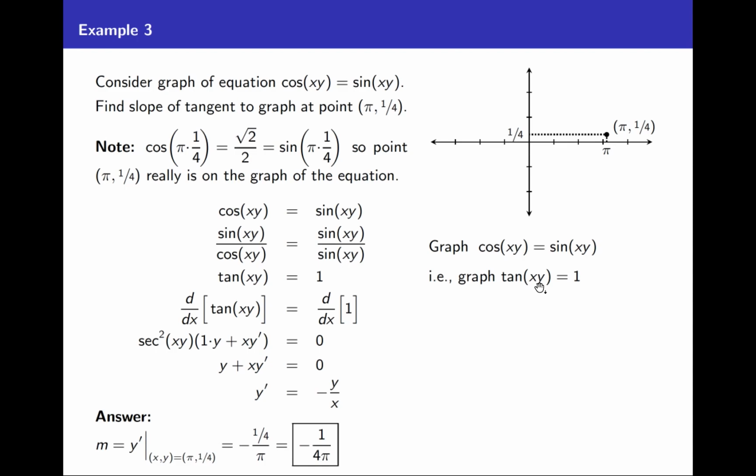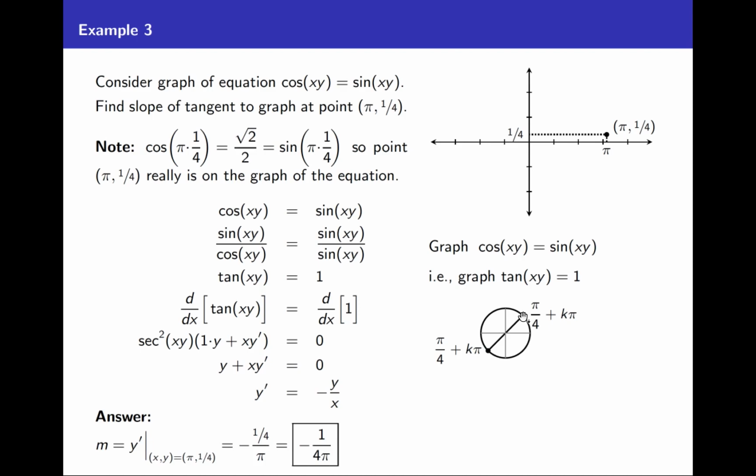If we have tangent of xy equals 1, that means x times y, whatever those two numbers are, have to be such that tangent of their product is equal to 1. And if you think about the unit circle, there are 2 points on the unit circle where tangent is equal to 1. There's pi over 4, then plus an even multiple of pi. And there's also pi over 4 on the other side of the circle, plus an odd multiple of pi.